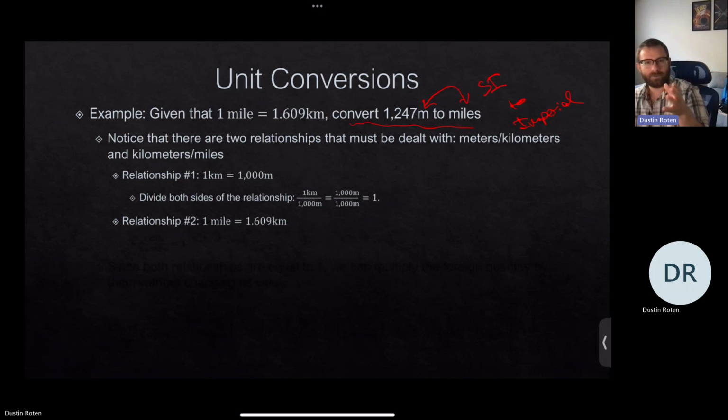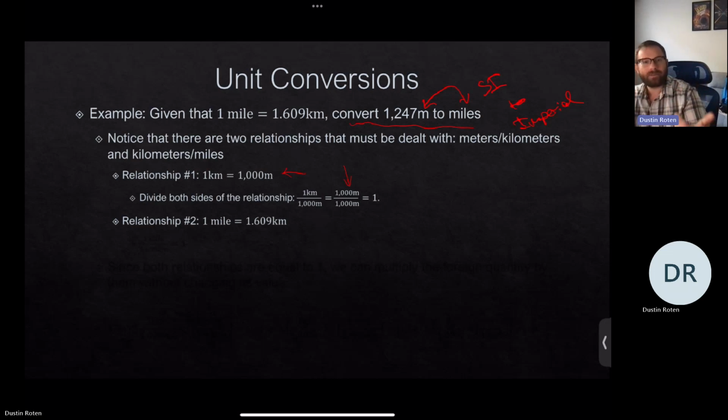Okay, so for this first one, what we can do is take this simple mathematical statement, which is essentially an equation: one thing equals something else. Now, if we divide both sides of this equation by 1,000 meters, look at what happens to the 1,000 meters. Well, that's just 1. So really, 1 kilometer divided by 1,000 meters just equals 1. That's super basic, right?